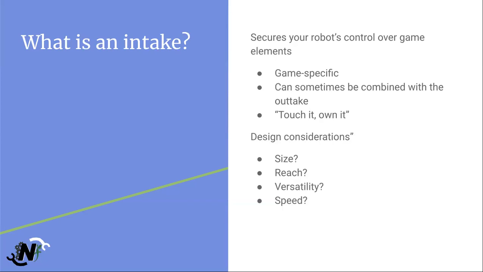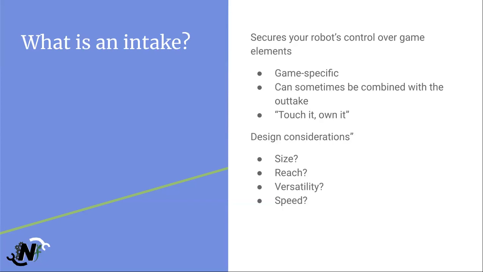Versatility, if you're intaking different shapes of elements, for example, balls and blocks, you want your intake to be able to take in both of them. And finally, speed. If you're trying to take in a lot of elements in quick succession, then you're going to want a fast intake. Well, if you're only intaking one, you can generally go a bit slower.